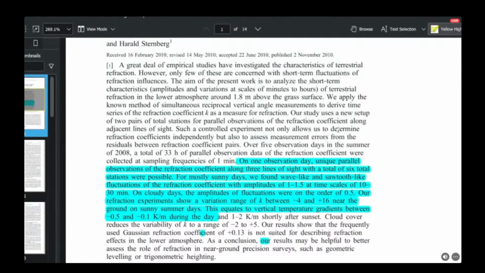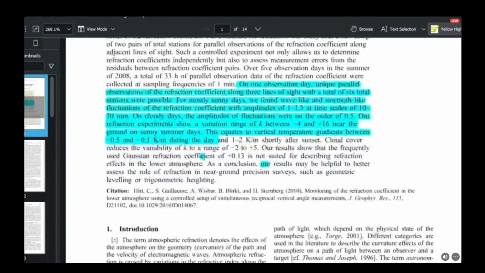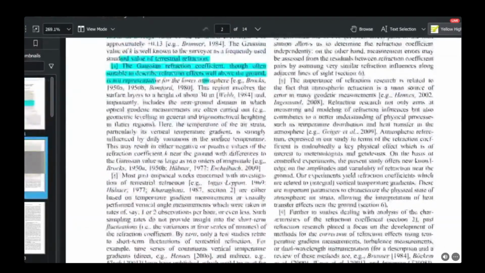And they took their fluctuations and amplitudes and went back and forth and took many readings. And they pretty much discovered that their refraction coefficient can vary on a regular day anywhere between -4 and +16. That's a huge amount. This equates to a ridiculous amount of leeway.